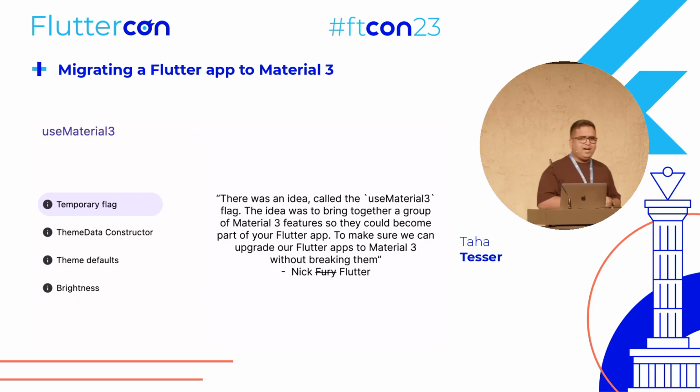So if you have read the recent releases, you will see this flag, the use material 3 flag. I really wanted to talk about why this flag was required and what happens when you enable this flag, because this flag enables Material 3. Everybody knows that, yeah. So there was an idea called the Material 3 flag. The idea was to bring together a group of Material 3 features to your Flutter app so they could become part of your Flutter app, to make sure you can upgrade your Flutter app without breaking them.